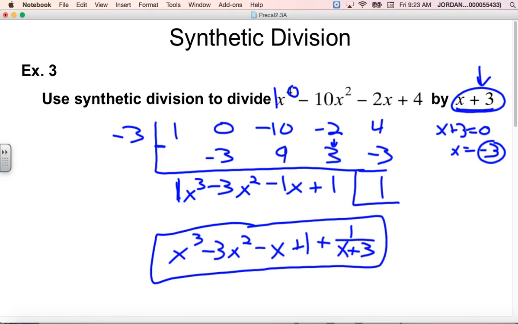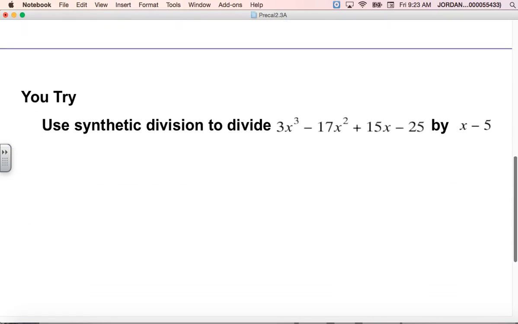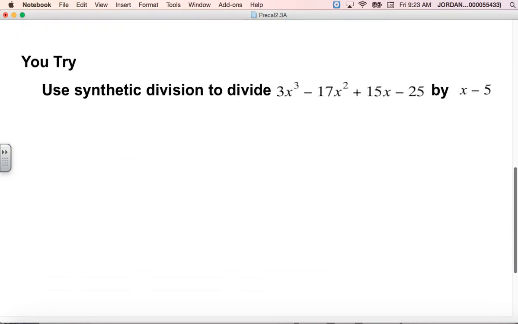So again, synthetic division is a lot quicker than long division, but you can only use it when you're dividing by something like x plus 3 or x minus 10. So go ahead and pause, give this one a try, and we'll go over it.